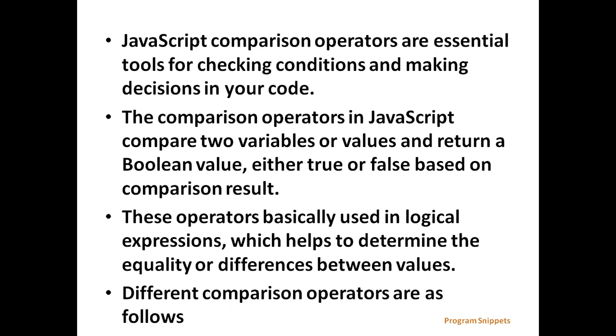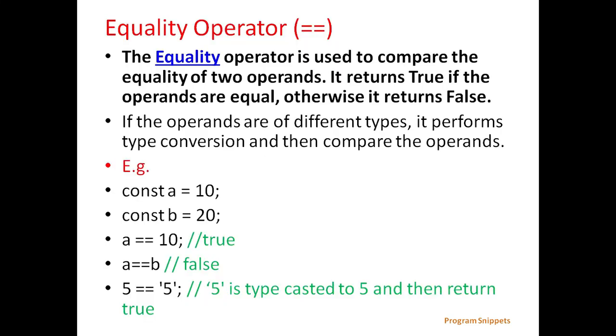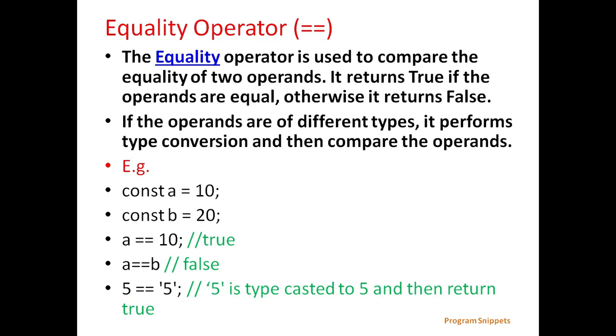Different comparison operators are as follows. First is the equality operator. The equality operator is used to compare equality of two operands. It returns true if the operands are equal, otherwise it returns false. If the operands are of different types, it performs type conversion and then compares the operands.